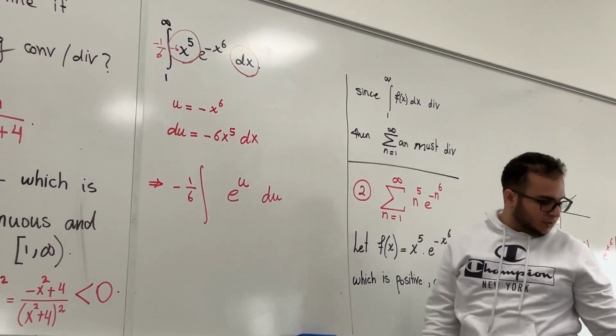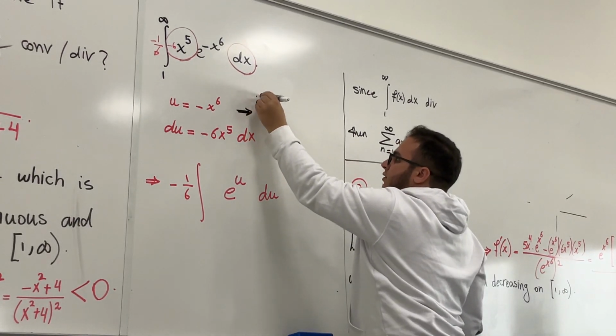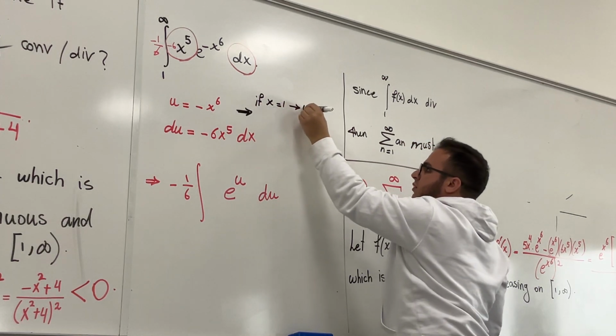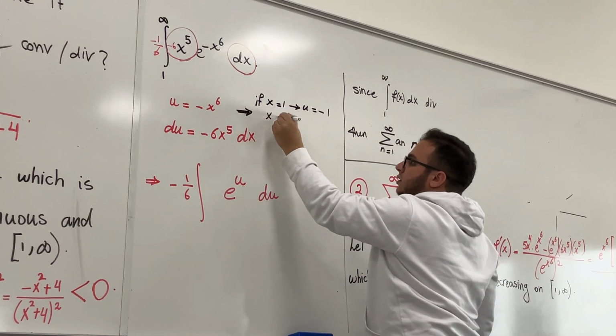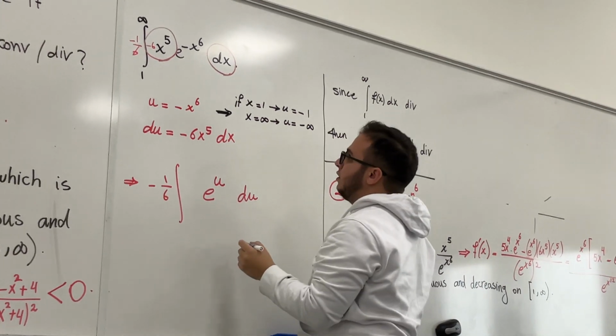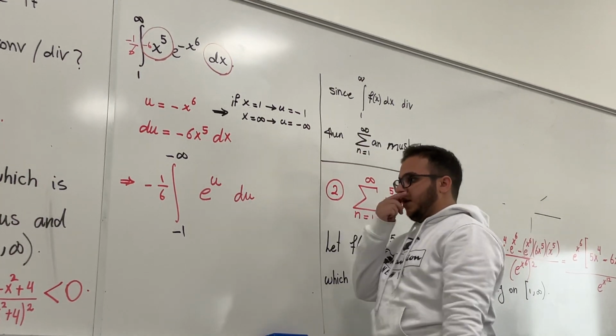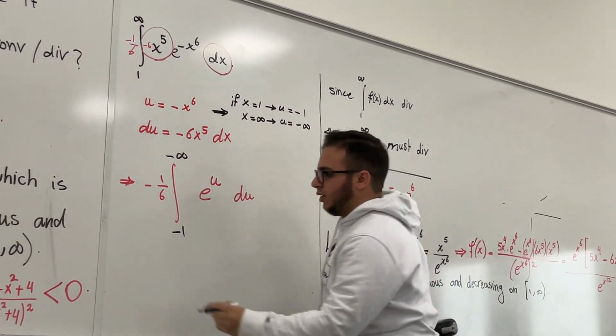And let me change the bounds. Now if x is 1, how much is u? If x equals 1, u equals minus 1. If x equals infinity, u equals minus infinity. So you say 1 becomes minus 1, infinity becomes minus infinity. And then you integrate.